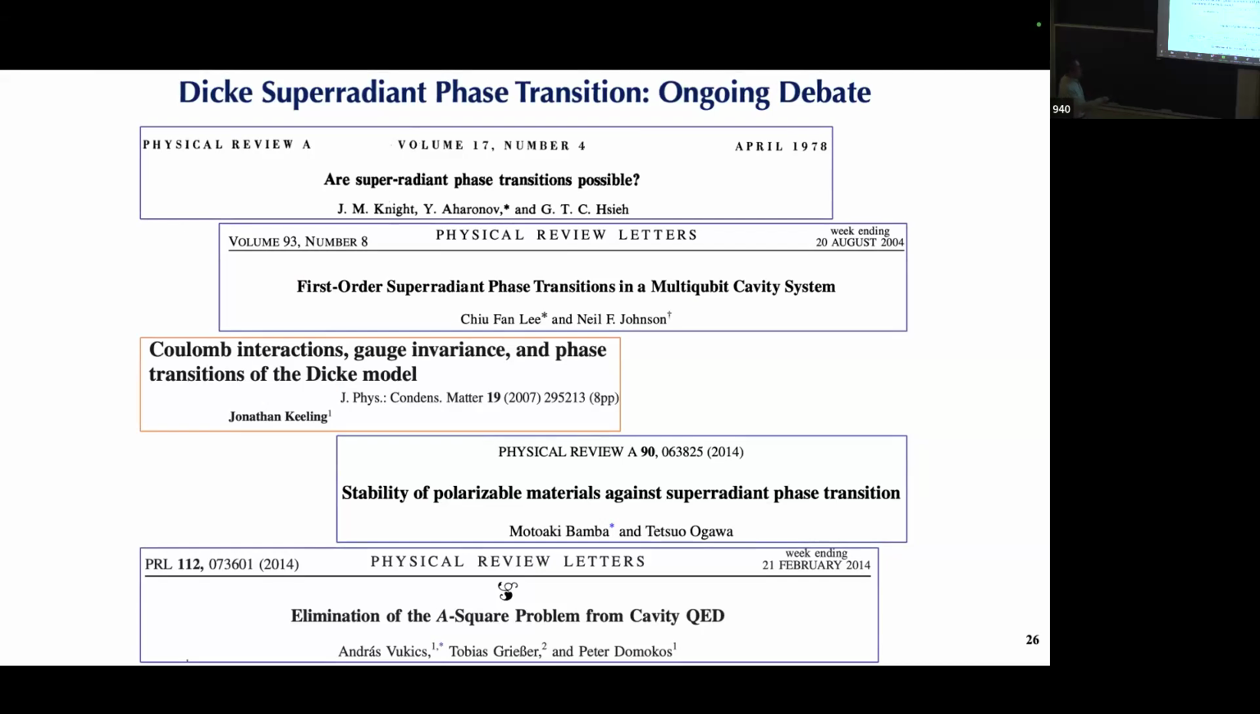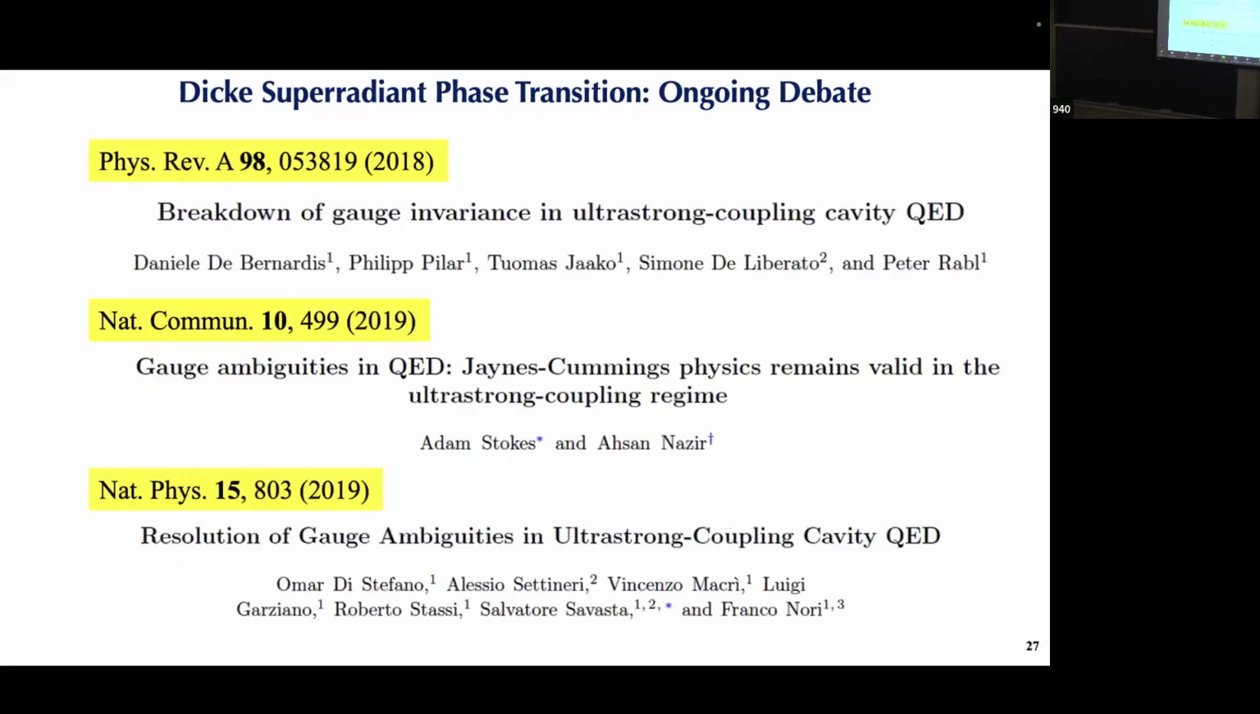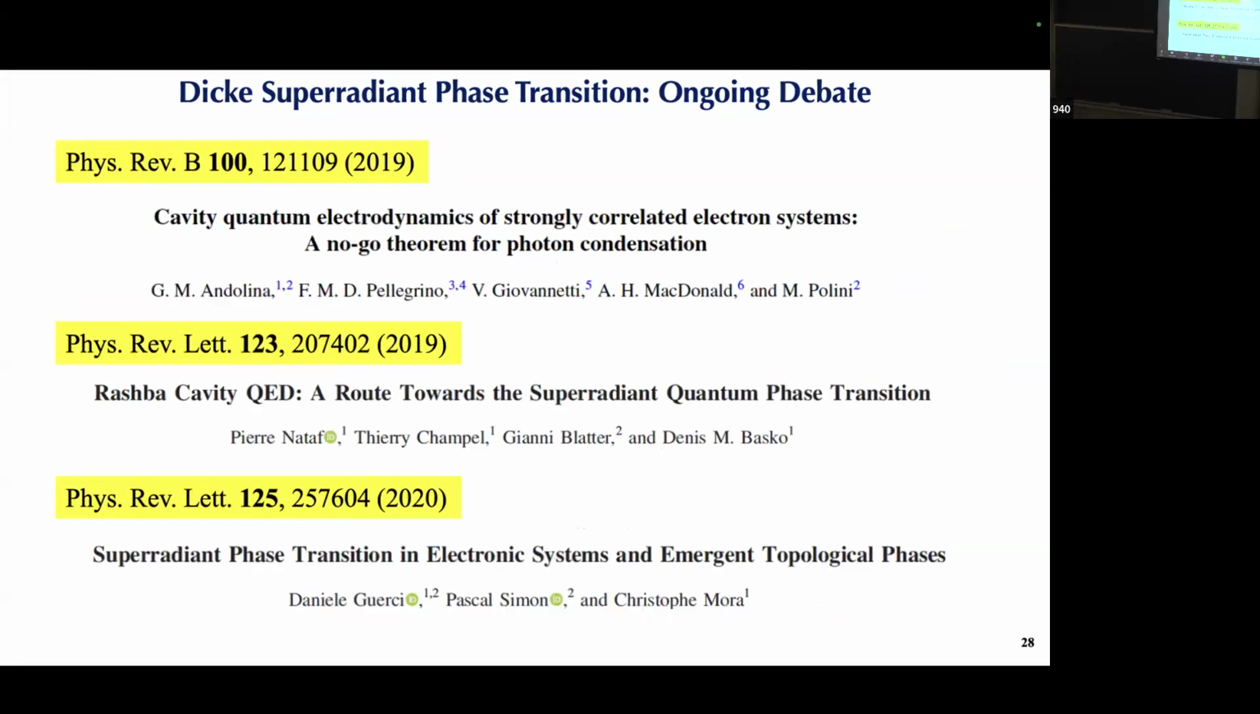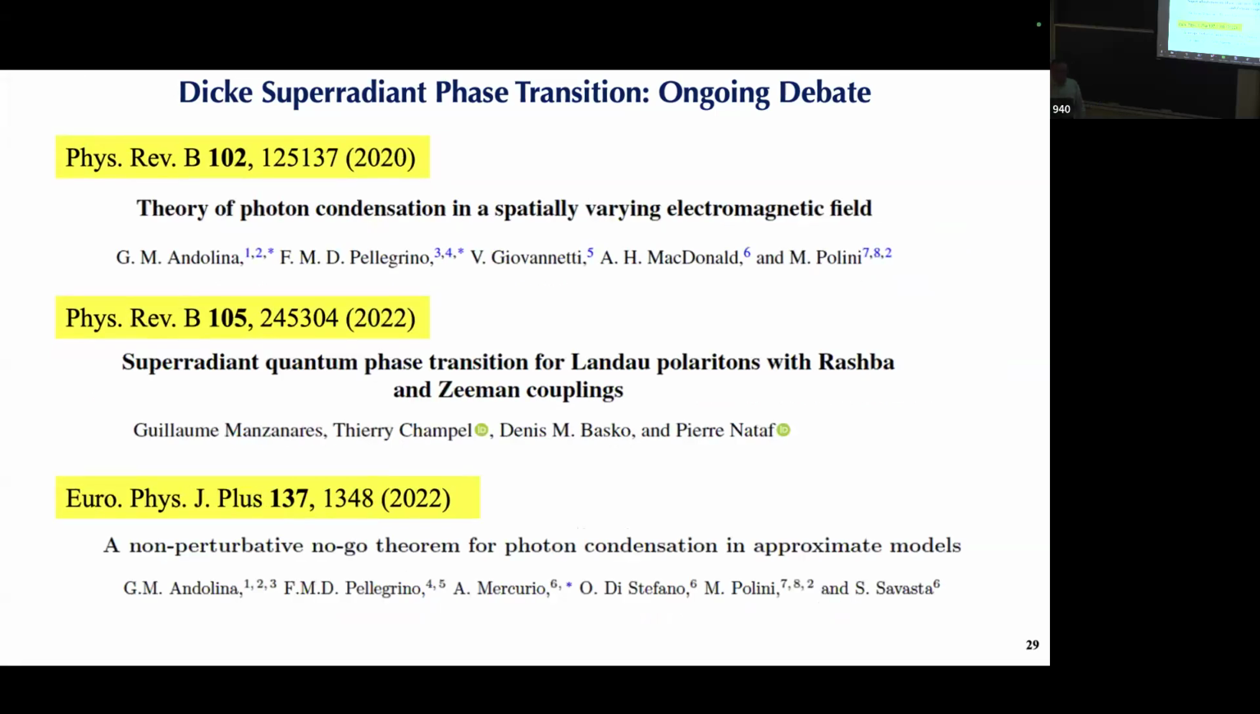Some of these well-known theorists argued with each other in the 1970s, and even in 2004, 2007, 2014, 2018, 2019. In the ultrastrong coupling regime, many of the standard approximations break down. So if you're not careful, you even lose gauge invariance. Of course, you have to have gauge invariance, but if you're not careful, you get gauge ambiguities. And more recent papers, from 2019, are suggesting ways to circumvent the no-go theorem so that one can achieve the superradiant phase transition.